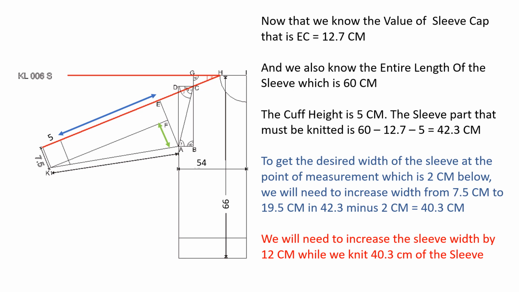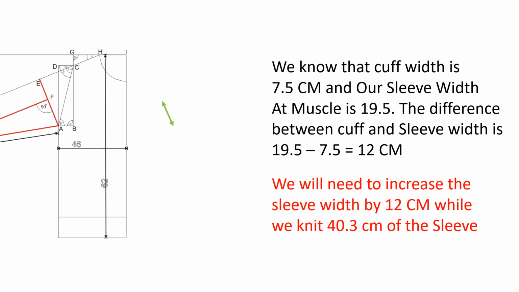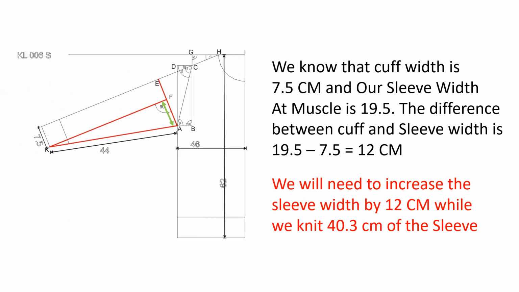We also know that the measurement of the sleeve width is normally measured at 2 centimeters below the sleeve joint. This means that the sleeve shall measure the given sleeve width at 42.3 minus 2, which is equal to 40.3 centimeters. As we will be starting with needles for 7.5 centimeters of the cuff opening size, and we go to 19.5 centimeters for the sleeve width, or the muscle size, we need to increase needles for 12 centimeters, while we knit 40 centimeters of sleeve length.